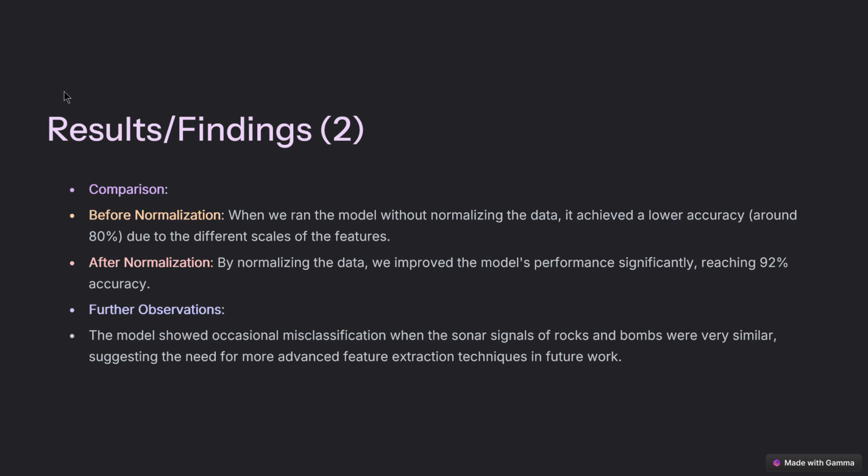I found one thing: normalization plays a huge role in improving the accuracy. When I trained the model without normalizing the data, the accuracy was only around 80%. But after the normalization, the accuracy increased up to 92%. This highlights how important normalization is in machine learning.